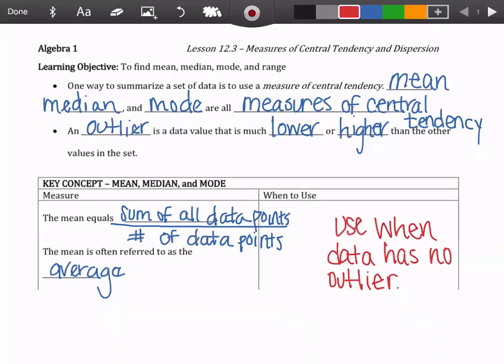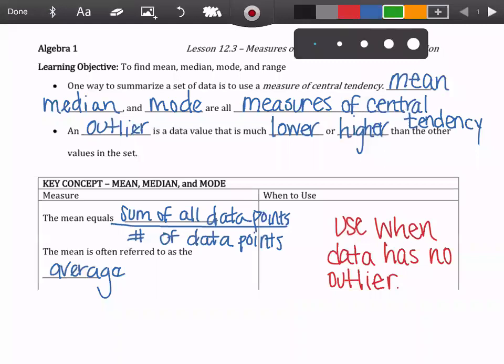To continue with our statistics, we are going to learn in this video to find the mean, median, and mode. One way to summarize a set of data is to use measures of central tendency. These measures of central tendency are the mean, median, and mode. They're all measures of central tendency.